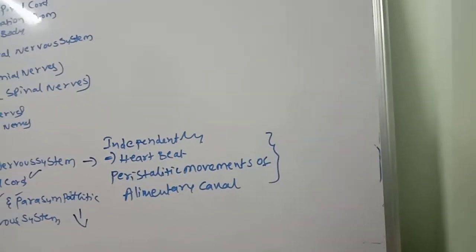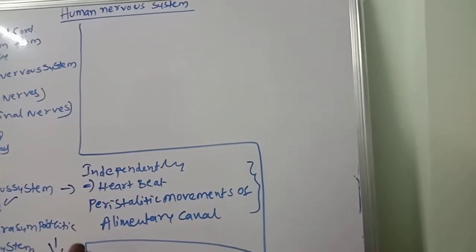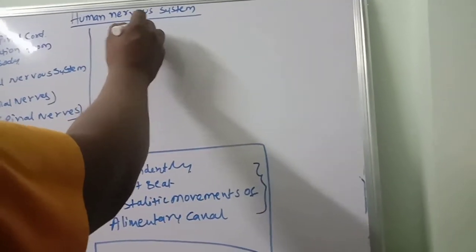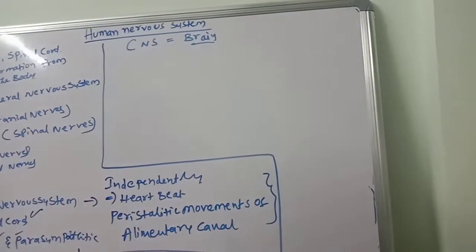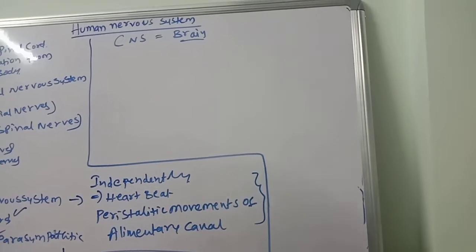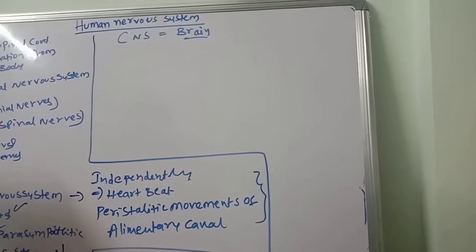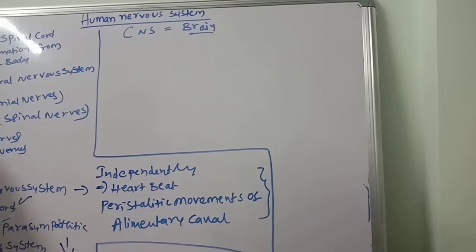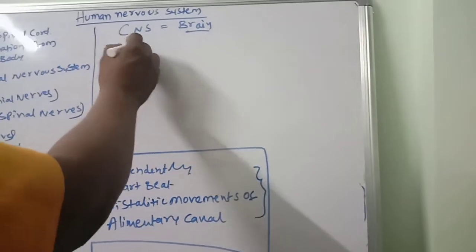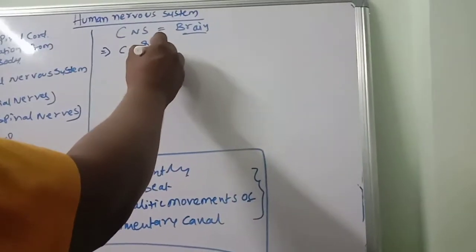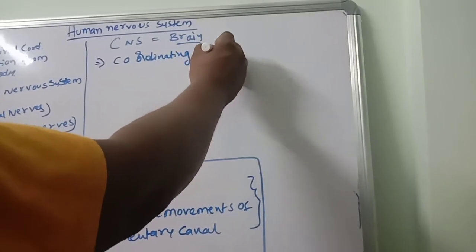Now another content. First we are going to discuss CNS. CNS means brain and spinal cord. So first we are going to discuss the brain. From now onwards you should remember this. The first point about the brain is that it is a coordinating center.